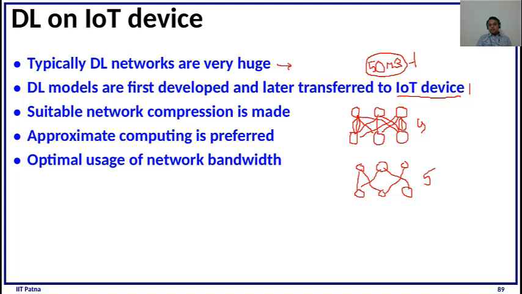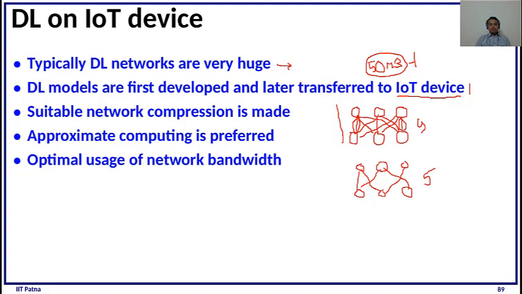Now the thing is, when I'm developing my model, probably I will start with a model something like this with all the neurons connected to every other neuron in the next layer. We'll develop a perfect model probably, and that will be developed on a high-end server using GPU. Now once my model is ready, I need to transfer this model onto the IoT device.